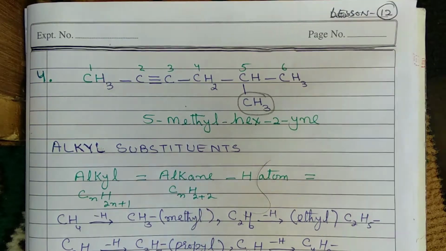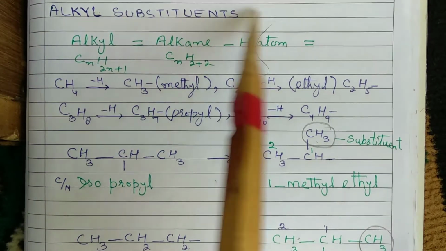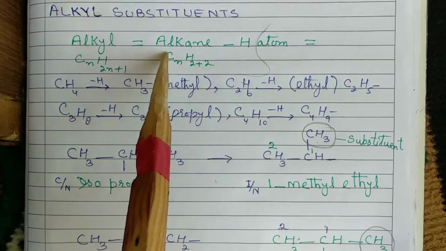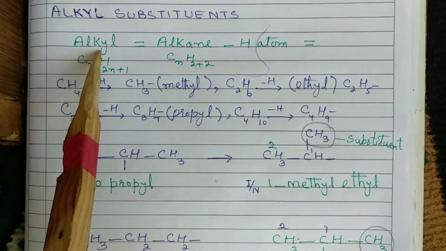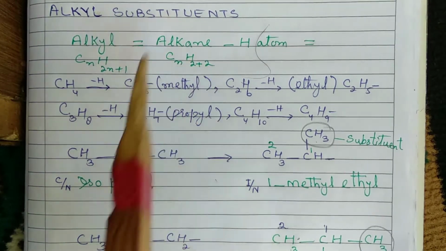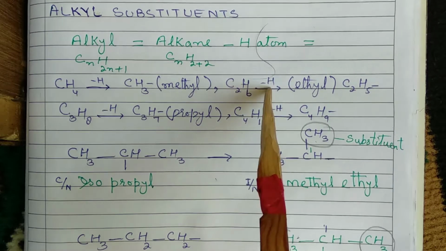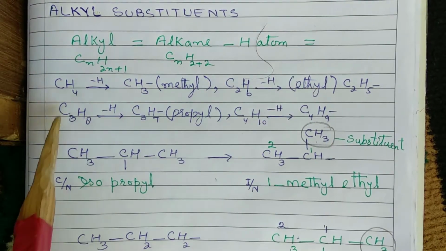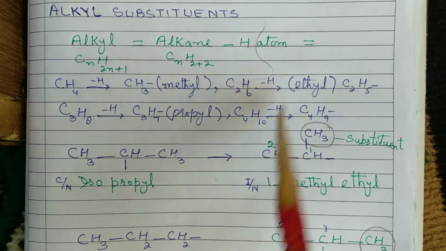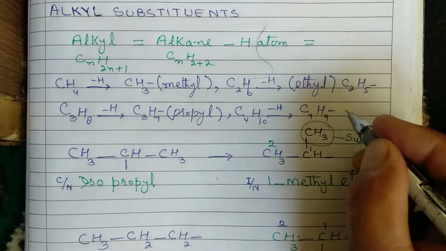Yes, students, next is the subtopic of alkyl substituents. As you already know, an alkyl group means one hydrogen removed from any alkane, that gives alkyl. Alkyl groups have formula CnH2n+1, whereas alkanes have formula CnH2n+2. You can see here methane, one hydrogen less, CH3 methyl group. C2H6 ethane, one hydrogen removed, it becomes ethyl group. So C3H8, one hydrogen less, C3H7 propyl. C4H10 butane, one hydrogen less, C4H9, it becomes butyl. Not written here, butyl.